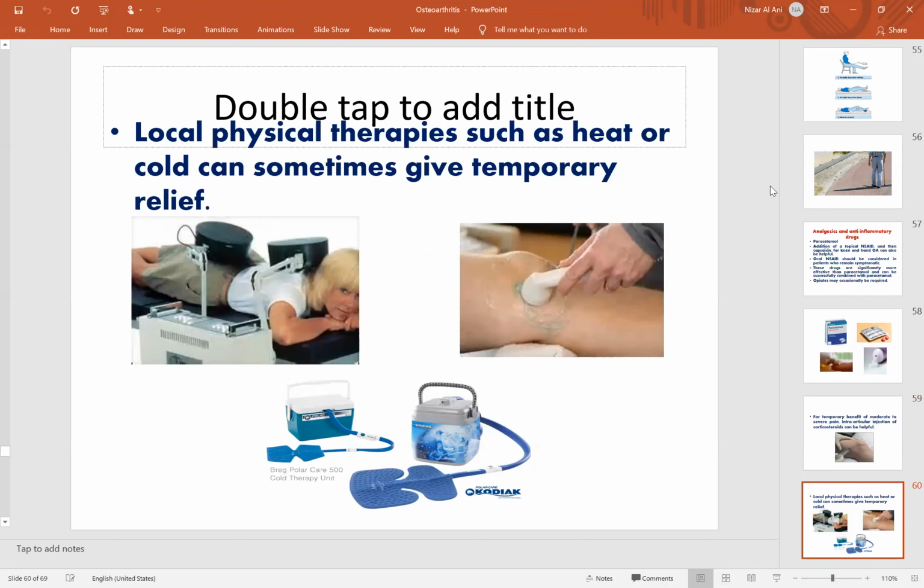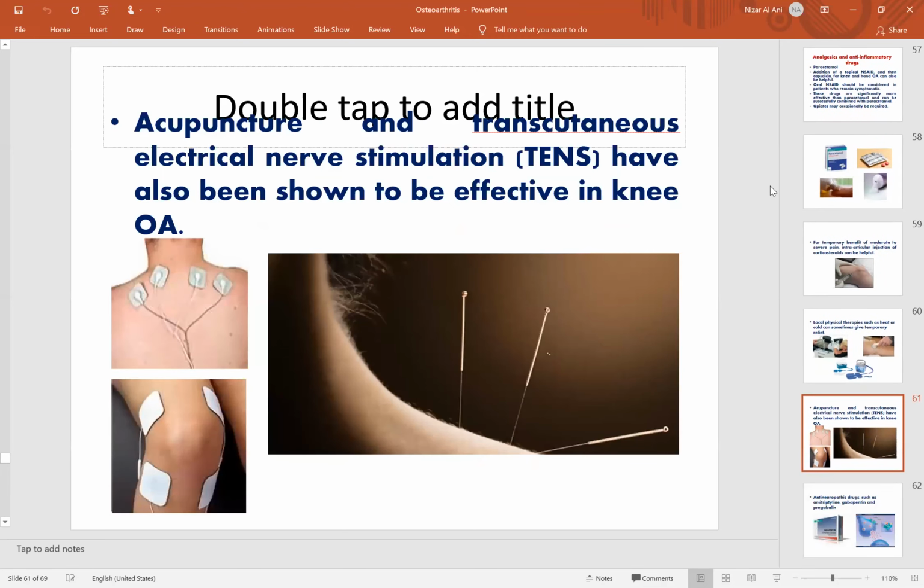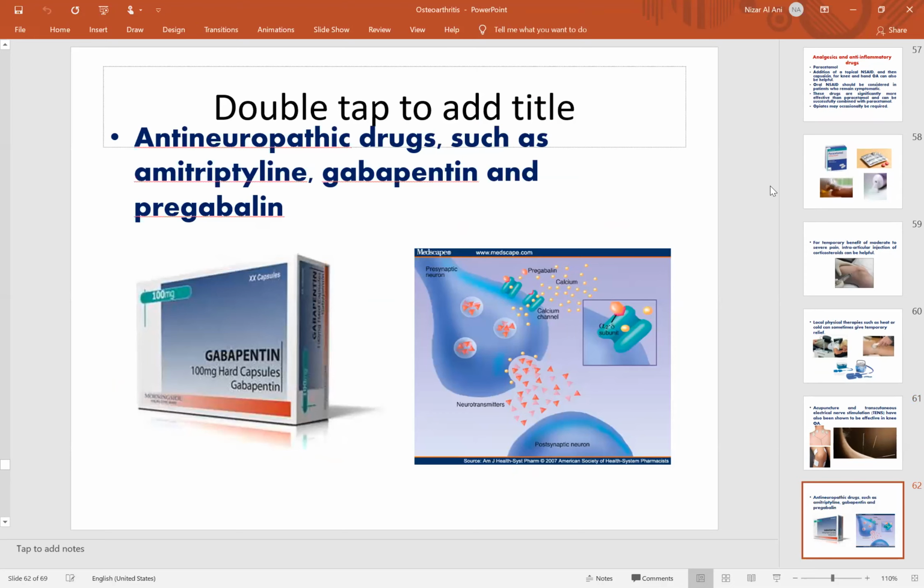Local physical therapies, physical agents such as heat or cold therapies, can sometimes give temporary relief, like shortwave, ultrasound, and electrical nerve stimulation. Acupuncture and transcutaneous electrical nerve stimulation have also been shown to be effective in knee osteoarthritis. Antineuropathic drugs, what's called neuromodulators, such as amitriptyline, gabapentin, and pregabalin, also could be beneficial in some cases of osteoarthritis.